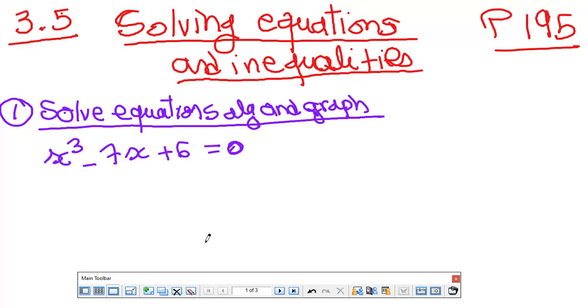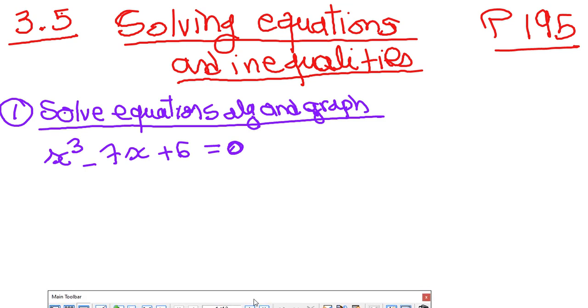So today we will be doing lesson 3.5. It's about solving equations and inequalities. The first part that we will start with is how do we solve equations algebraically and graphically. And we will use GeoGebra for the explanation, but you know that you will be using your graphic calculator during any assessment. So let's start first.